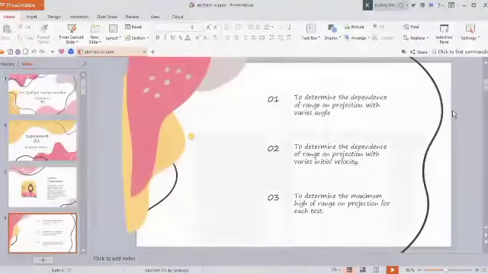So in this experiment, I have 3 tasks. First, to determine the dependence of range on projection with various angles. Second, to determine the dependence of range on projection with various initial velocity. The last is to determine the maximum height of range on projection for each test.